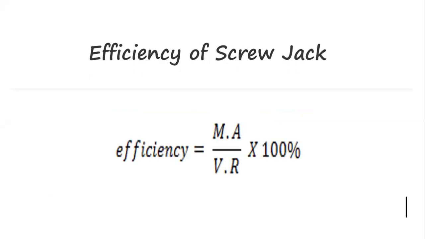Now, let's see the efficiency of the screw jack. You can obtain the efficiency of the screw jack by generally taking the mechanical advantage over the velocity ratio times 100%. Now, let's see the screw jack in daily life. Here we'll see the various applications of the screw jack in our daily life.